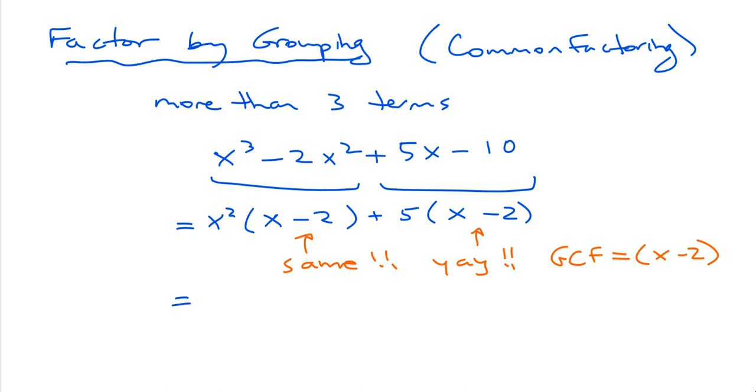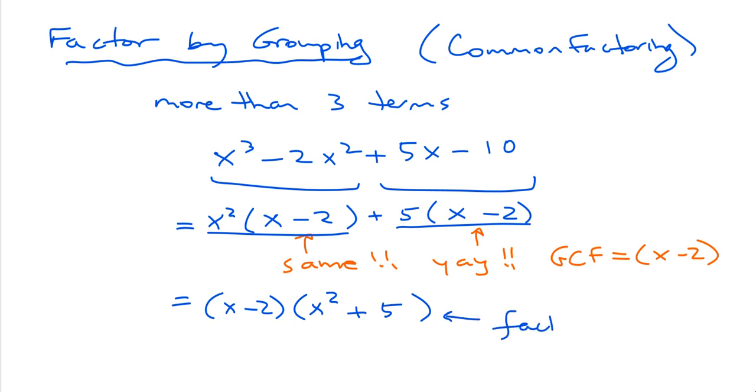So when we have a greatest common factor, we write it in the front. We write it as something times something, where the common factor is the first factor. So now we're going to look at what's left. If I take the first part of the expression, x squared times x minus 2, and divide that by my common factor, x minus 2, it leaves me with x squared. And if I do the same thing with the other part, 5 times x minus 2 divided by x minus 2, that leaves me with a plus 5. And now I have an expression that is factored.